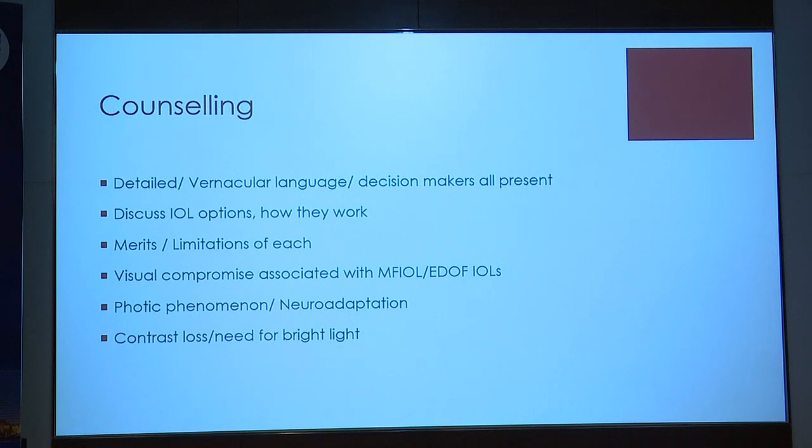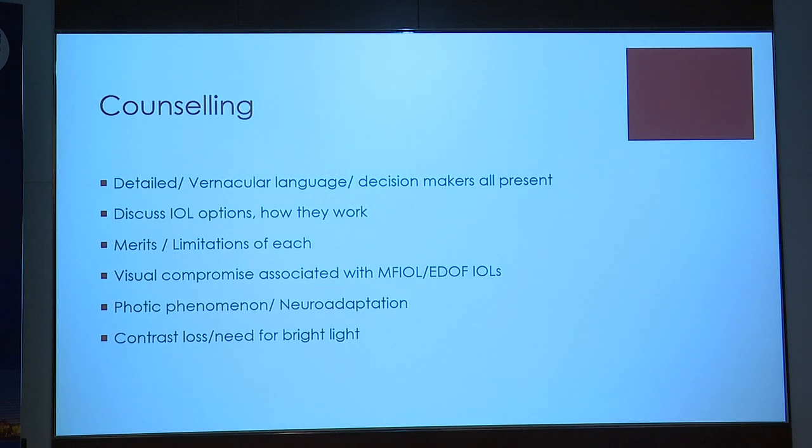Counseling: I think the first thing we need to tell all patients is the fact that the only lens that can give you near normal vision is the normal human crystalline lens. Everything else that we implant in the eye, there is going to be some element of compromise. Let them understand how the lenses work, speak in their language, vernacular, with all the decision makers, slowly, quietly, and give them the time to go back and process all the information.